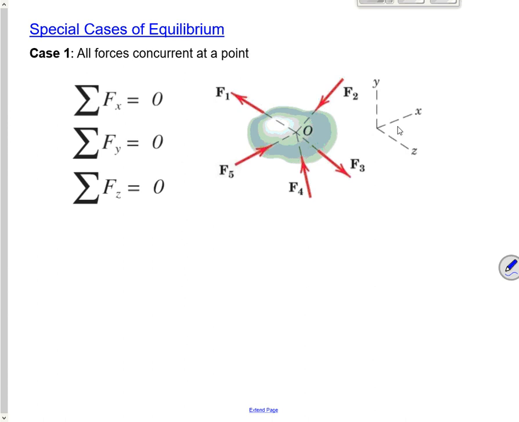If all the forces are concurrent at a point, I don't get any moment equations, right? They don't produce any moments about that point. And so then all I would need would be the sum of the forces to be 0.